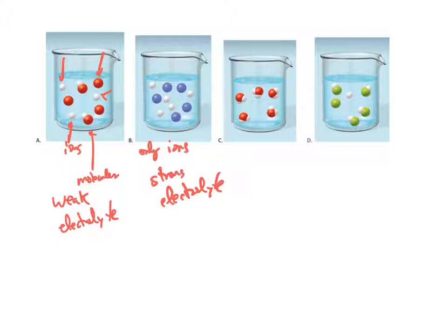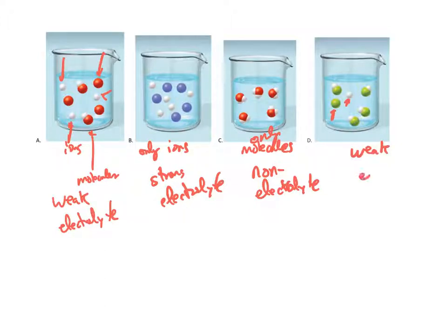In C, we see these little molecules, these spheres are joined together. We don't see any solo spheres. These are only molecular species. Only molecules. And so this is going to be a non-electrolyte. And then in D, we see a couple little ions, but mostly molecules, and so it's going to be a weak electrolyte.